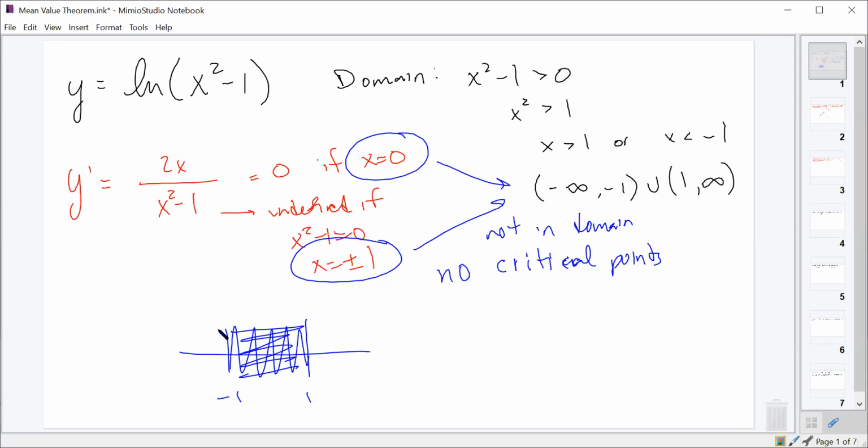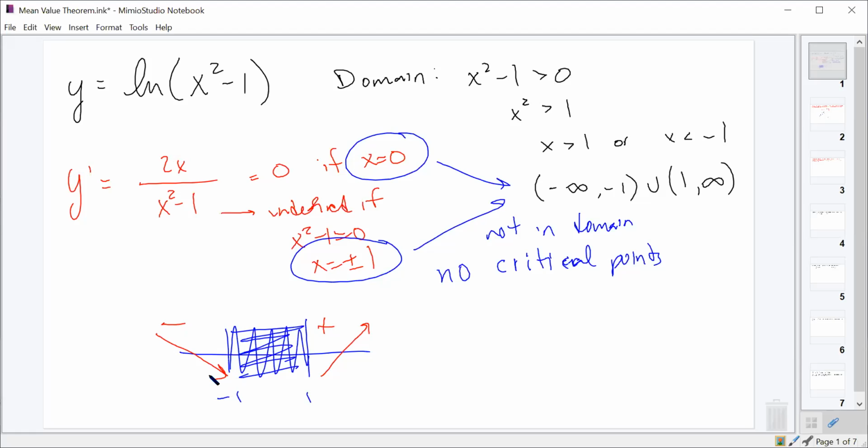Yeah. Okay. Cool. So if we plug in something greater than 1, like, I don't know, 1,000, 2 times 1,000 is a positive number, and 1,000 squared minus 1 is a positive. So we have a positive over a positive gives you a positive, and we know that our function is increasing on that interval. Good or no? Good. Okay. We plug in a negative number like negative 1,000. We end up with a negative over a positive, which is a negative, and our function is decreasing.